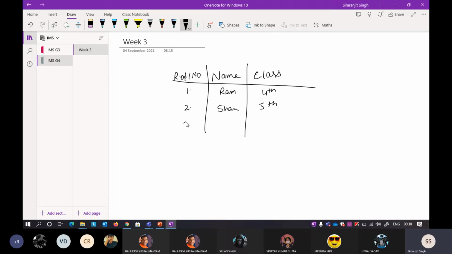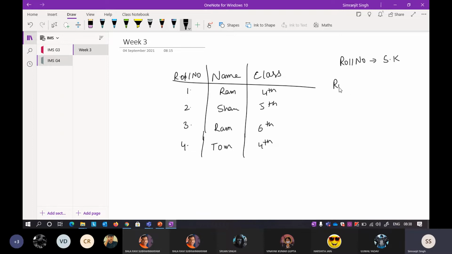Suppose there is a repetition. Three, there is another person named Ram, and he is in sixth. And four, there is another person named Tom. He is in fourth class as well. Suppose these are the related records. So now I already know that roll number can be used to uniquely recognize any record, so I can say that roll number is a super key.